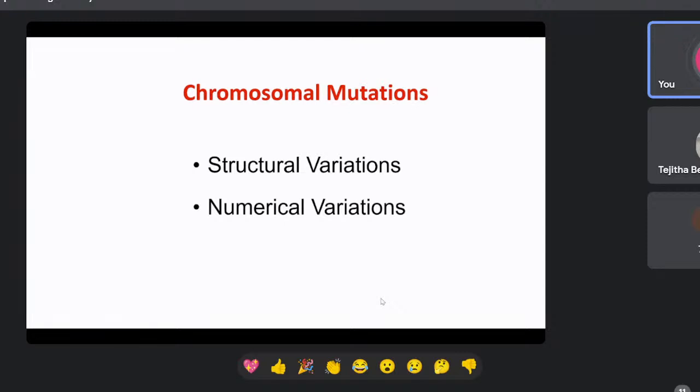Today we are going to close genetics with this topic, chromosomal mutations. So mutations we already have seen that these are sudden and heritable changes in the genetic makeup of an individual.